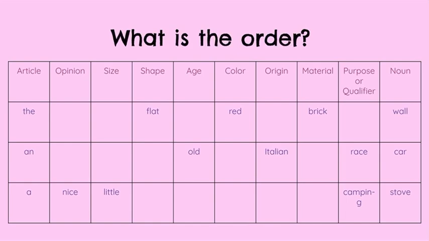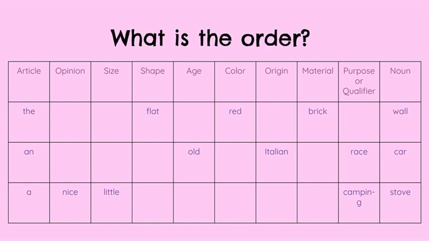The age is old, young, or something like that, which represents how old something would be. The color would basically just be any color. Like in the flat red brick wall, red is just a color. The origin, if you see the example below, it says Italian. It would basically be from a place, like German, French, types of places that give a characteristic to the noun.